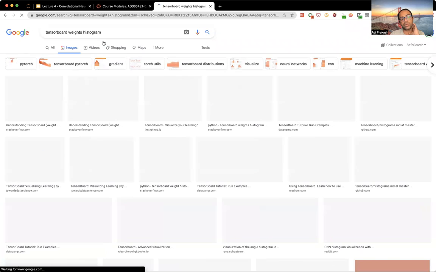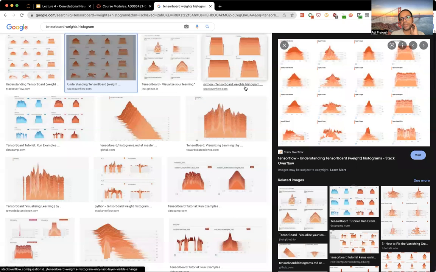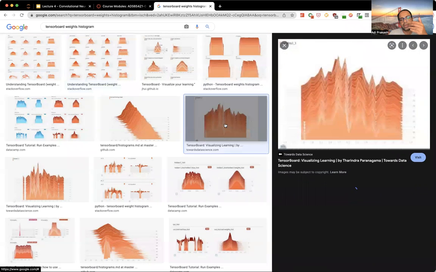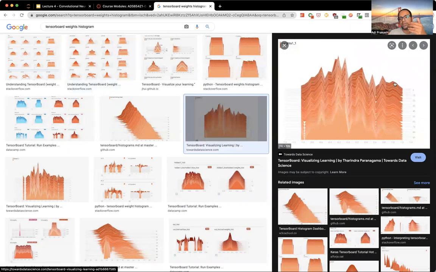So you can also see the histogram of weights. How do the weights change over time? Because we initialize the weights to be like a normal distribution, but then as training progresses, in this graph, all the way back is zero iteration, and all the way in the front is the higher iteration. In this case, you can see the weights didn't change much.